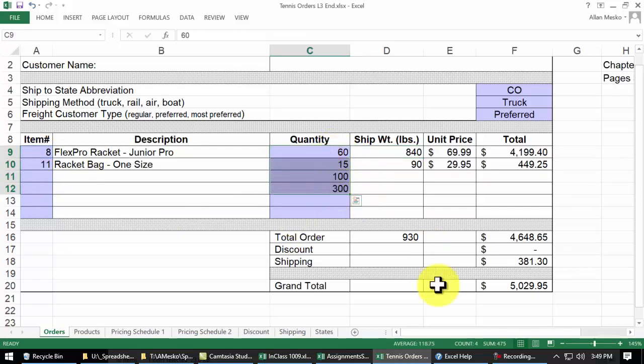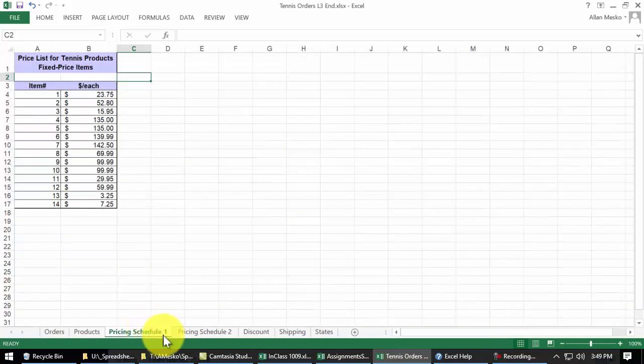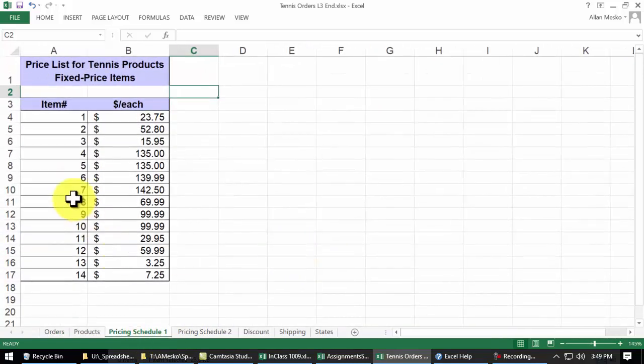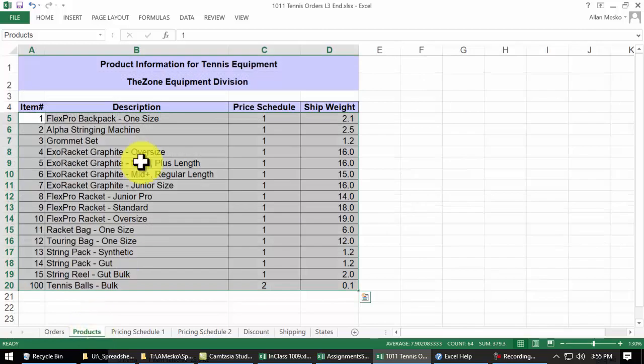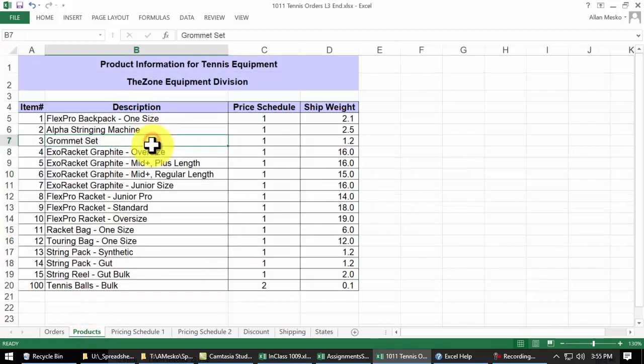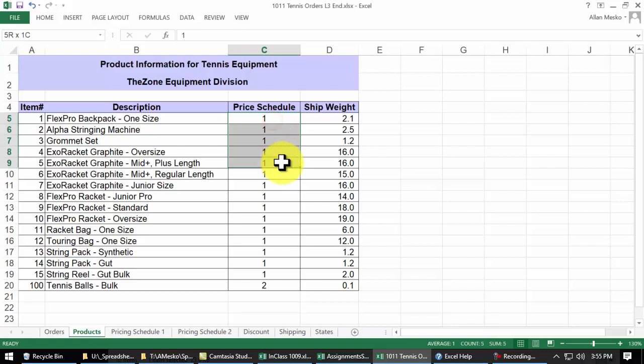If they haven't told me the quantity, it looks up the description. Is number 8 60? Oh, that's the unit price. And that would be from the pricing schedule, wouldn't it? So here's the unit price for item number 8 is $69.99. In looking up the unit price, we notice that in our products table, there are two pricing schedules.